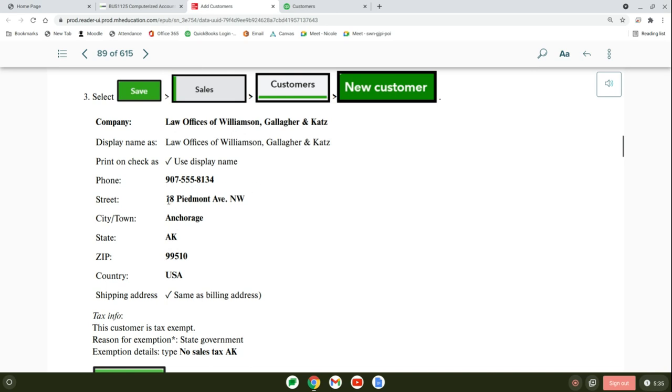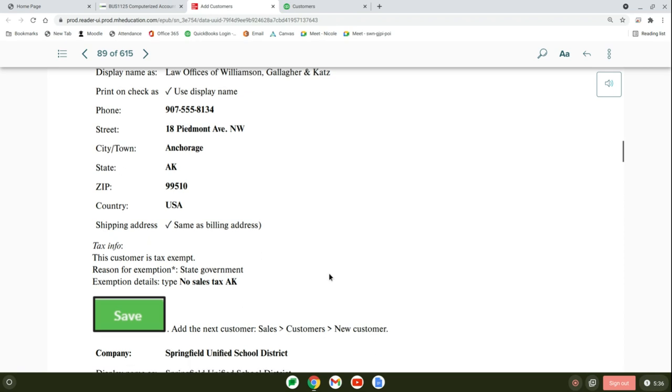Right under there, you'll see billing address. So put 18 Piedmont Avenue, and then NW for Northwest. And that's Anchorage, Alaska. Zip is 99510, country, USA. And then just make sure that that check mark is next to shipping address is same as billing address. Now you go up and add the phone number, and that's 907-555-8134. Now this company is also tax exempt.